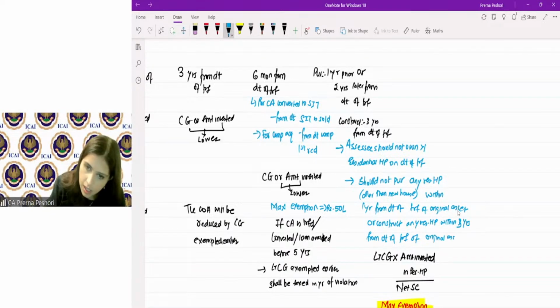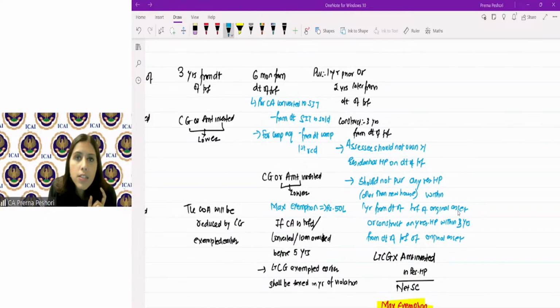Original asset. Okay, so he should not have any other house property other than one house property. So he can only have one house property. He should not purchase any other house property other than this house for which he is claiming exemption, or he should not construct any other house other than the house for which he is claiming the exemption. Are we clear? Clear? So those are the three conditions for claiming the 54F.